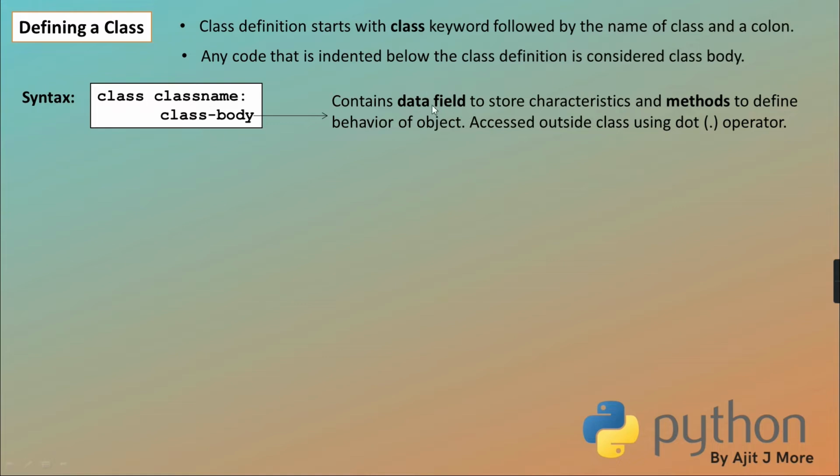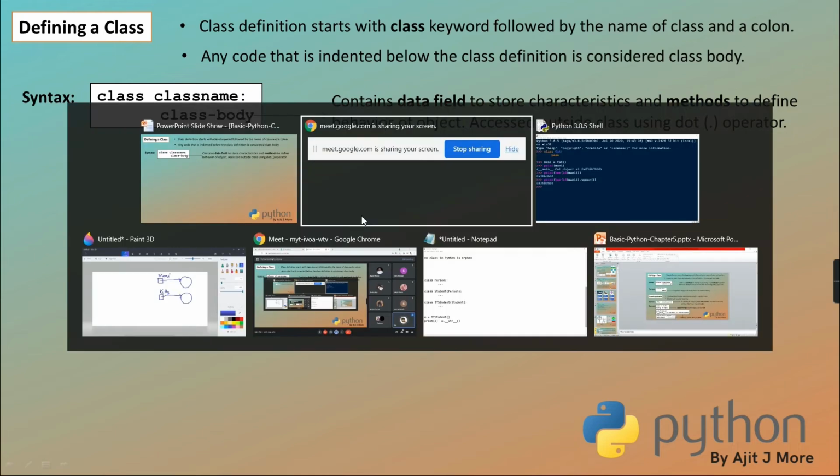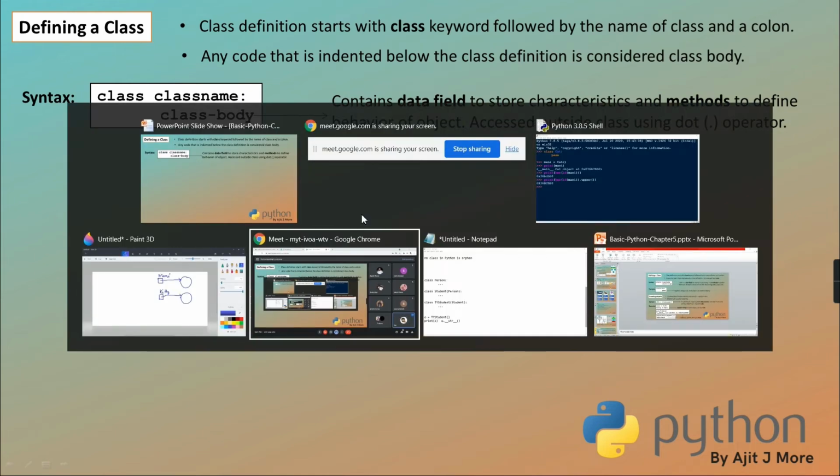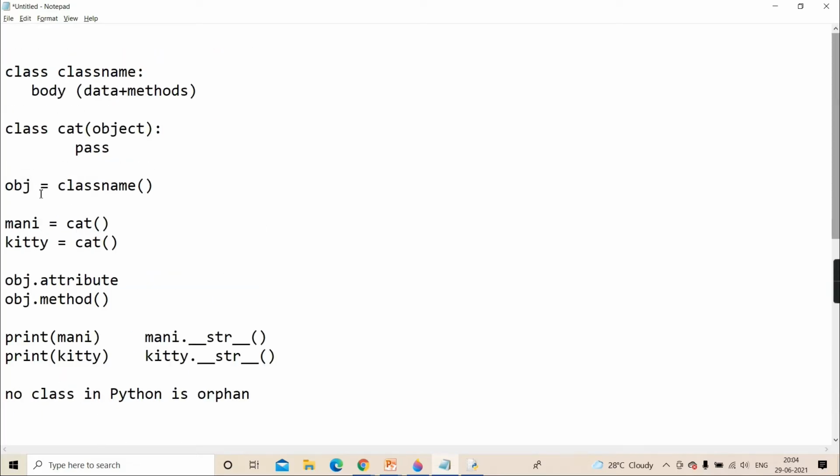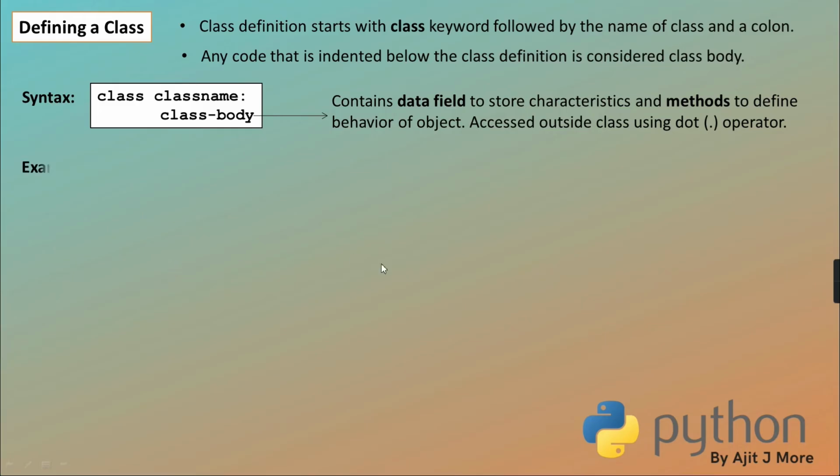And now how to access these data fields and methods? By using the dot operator. So you'll create an object and then dot data, dot method, which I showed here. See, we are creating an object and then dot attribute, dot method. Are we using object dot attribute, object dot method? Okay. One example I have taken: class Cat colon and pass.